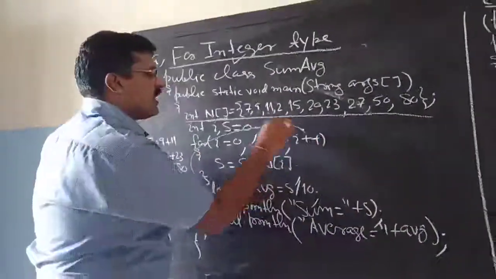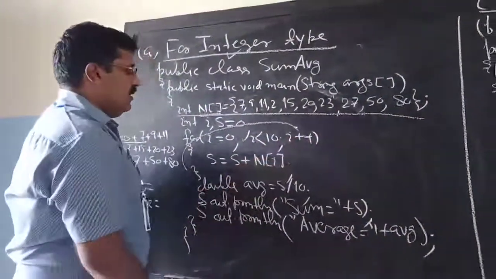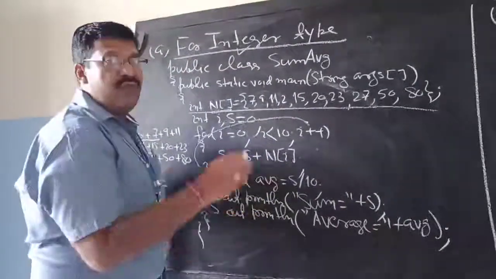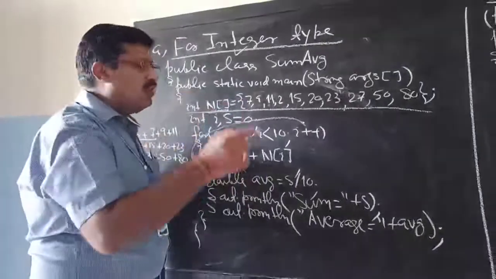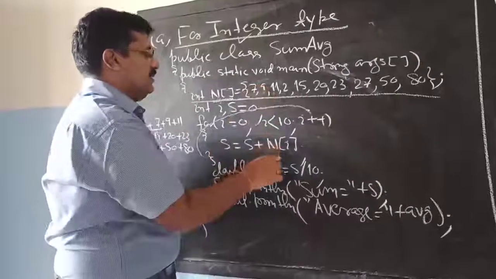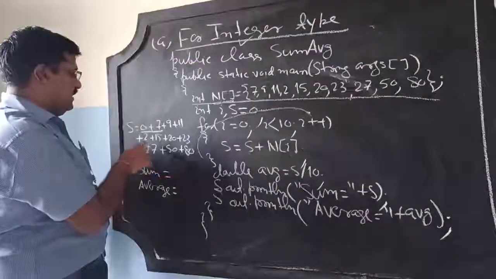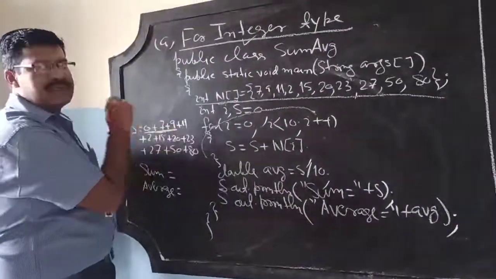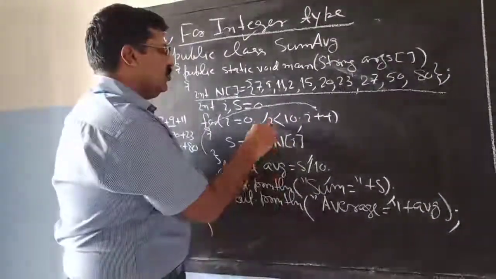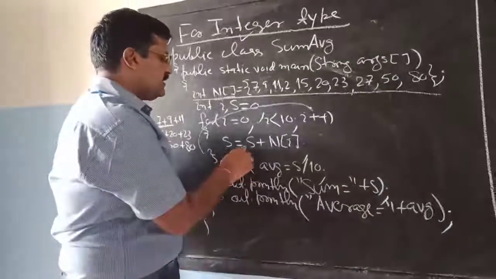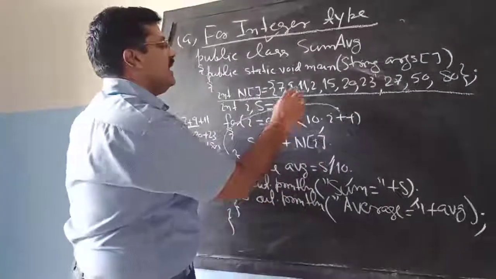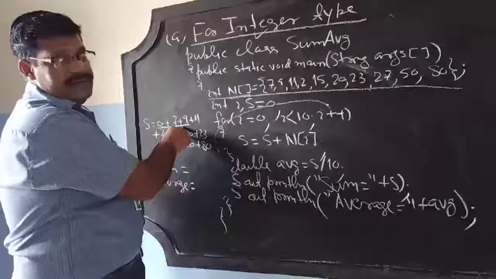Now it goes for the next i. Next i will be 1. s equal to s plus n1. n1 means the value stored at n1 place. At n1 place what is stored? 9. So this 9 will be added in s. So 7 plus 9, two numbers are added. Now go for the next i. Next i will be 2. 2 less than 10? Yes. s equal to s plus n2. 0, 1, 2. At n2 place what is there? 11 is there. So 11 is added.